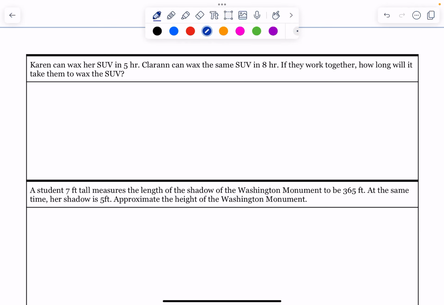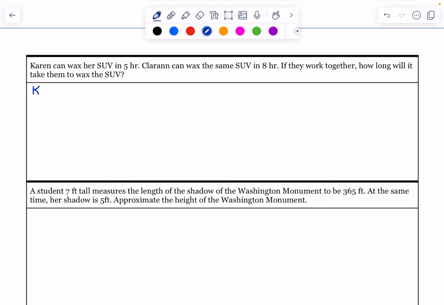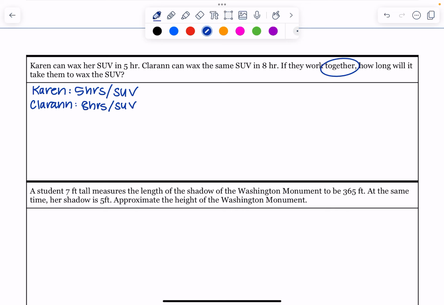Karen can wax her SUV in 5 hours. So I'm going to put Karen, 5 hours. And that's a rate, 5 hours per SUV. I know that sounds kind of weird to say. And then Claren can wax the same SUV in 8 hours. So 8 hours for her for the same SUV. If they work together, how long will it take them to wax the SUV?